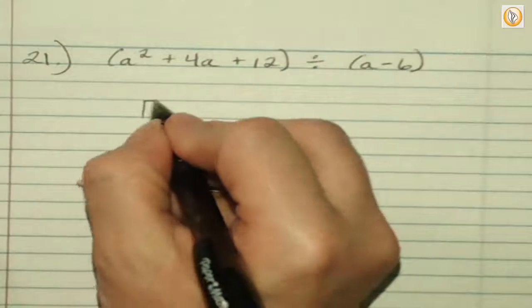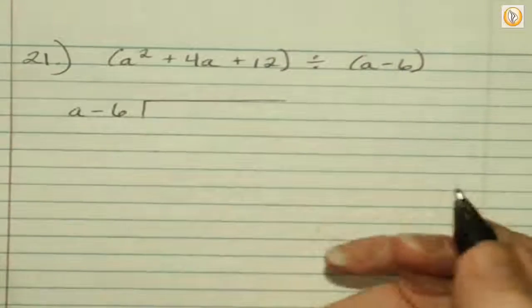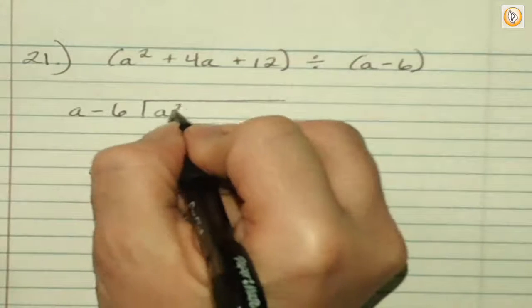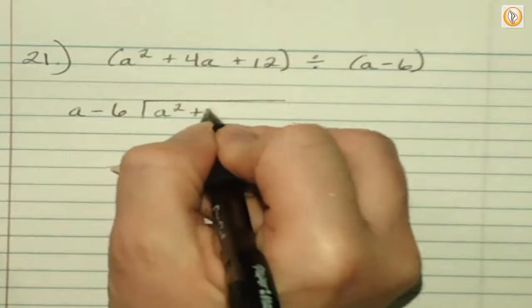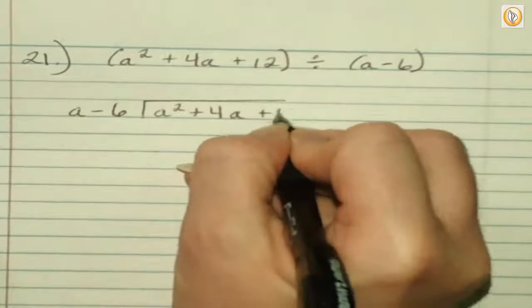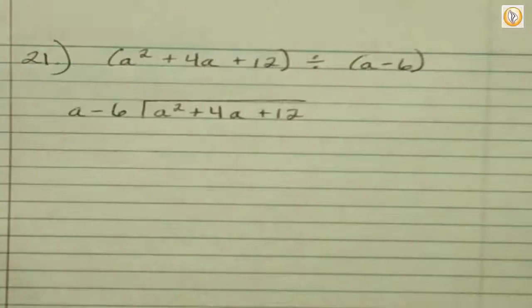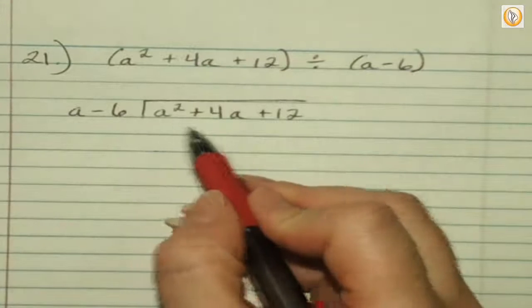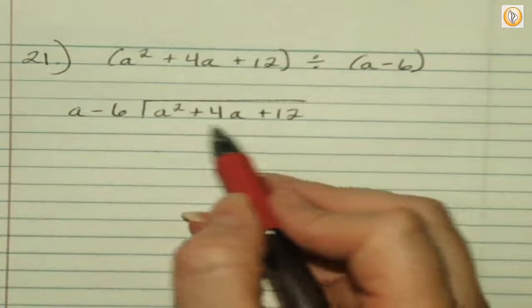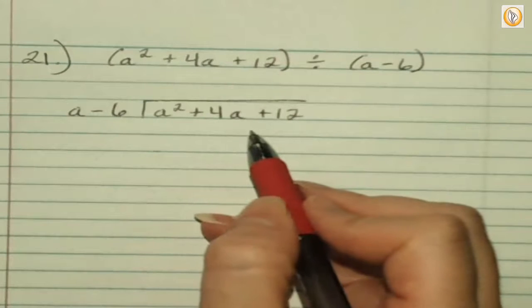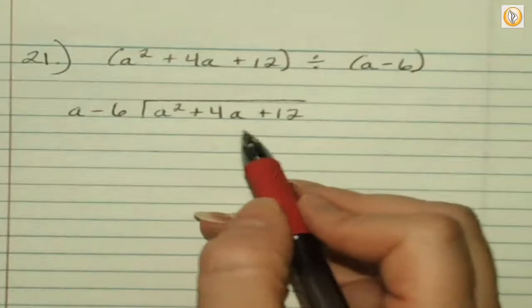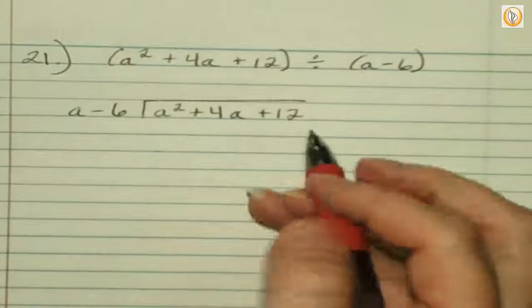All right, I'm going to come down so I have plenty of room. A minus 6 is my divisor. A squared plus 4a plus 12 is my dividend. Is that in descending order? Is anything missing? Nope.